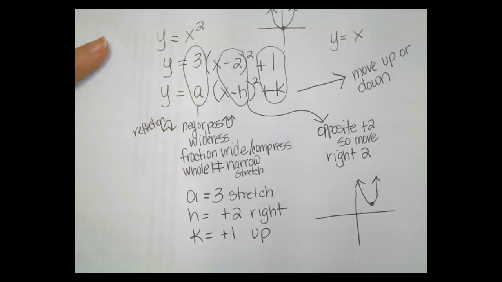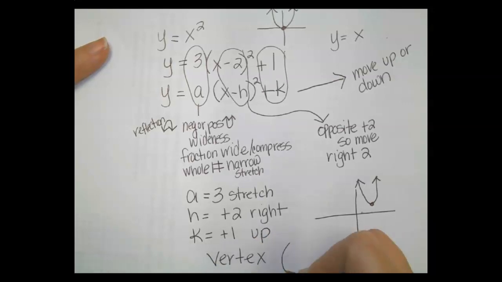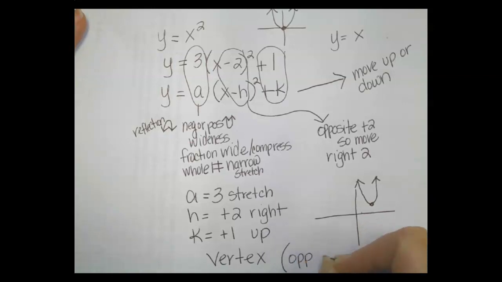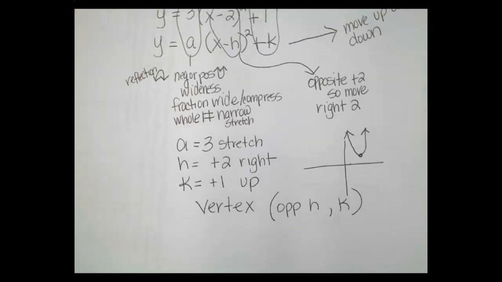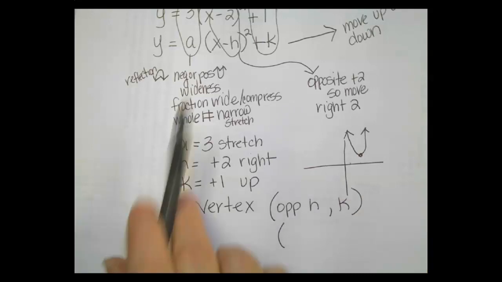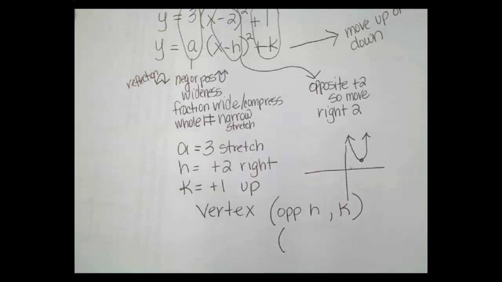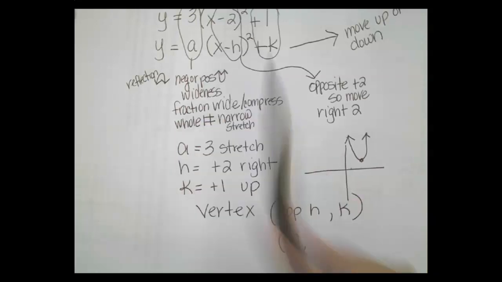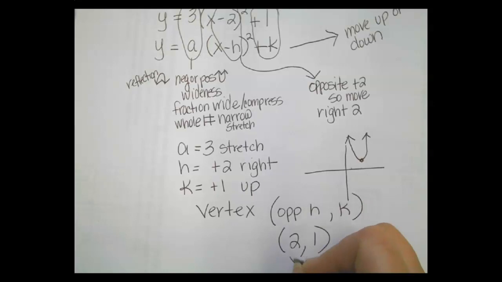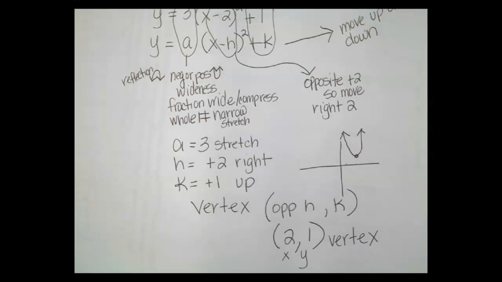The other thing this is telling you is your vertex. Your vertex is the opposite of h, and then my k value. So in this case, my vertex is the opposite of this negative 2, which is positive 2, and then my k was a positive 1. That is my (x, y) vertex. Hopefully this helps.